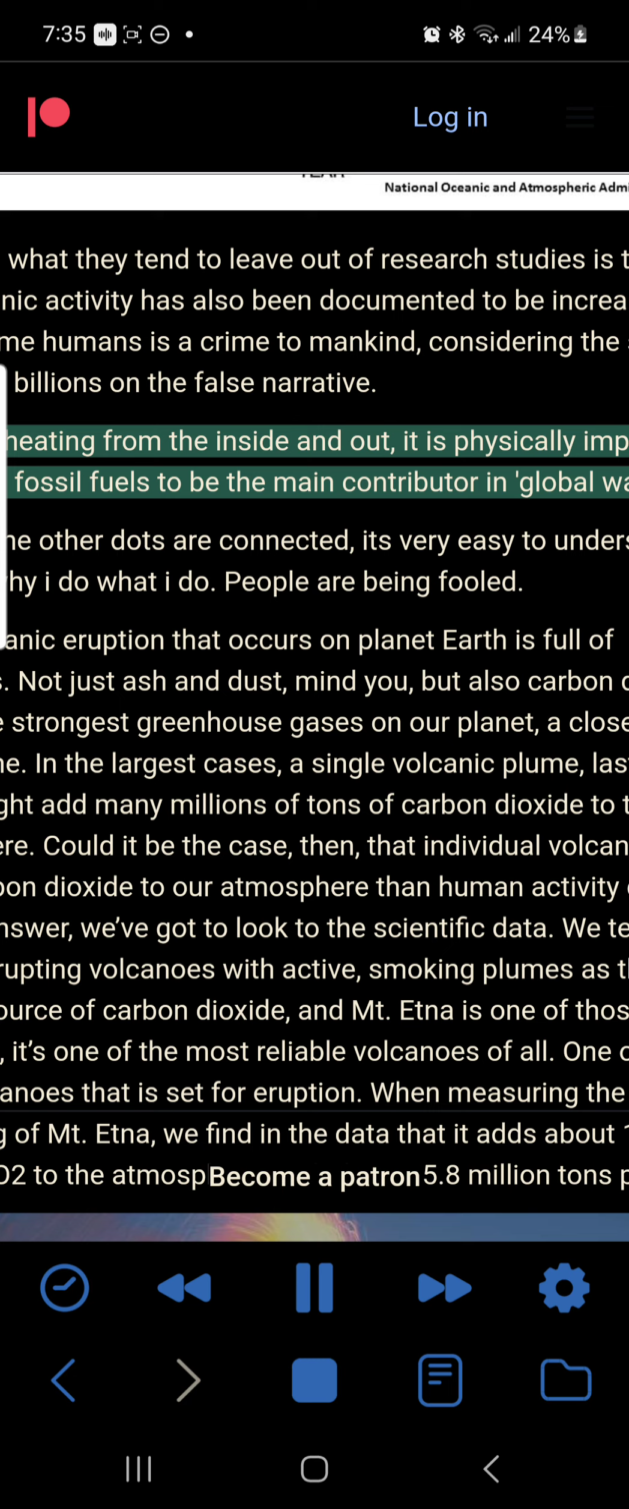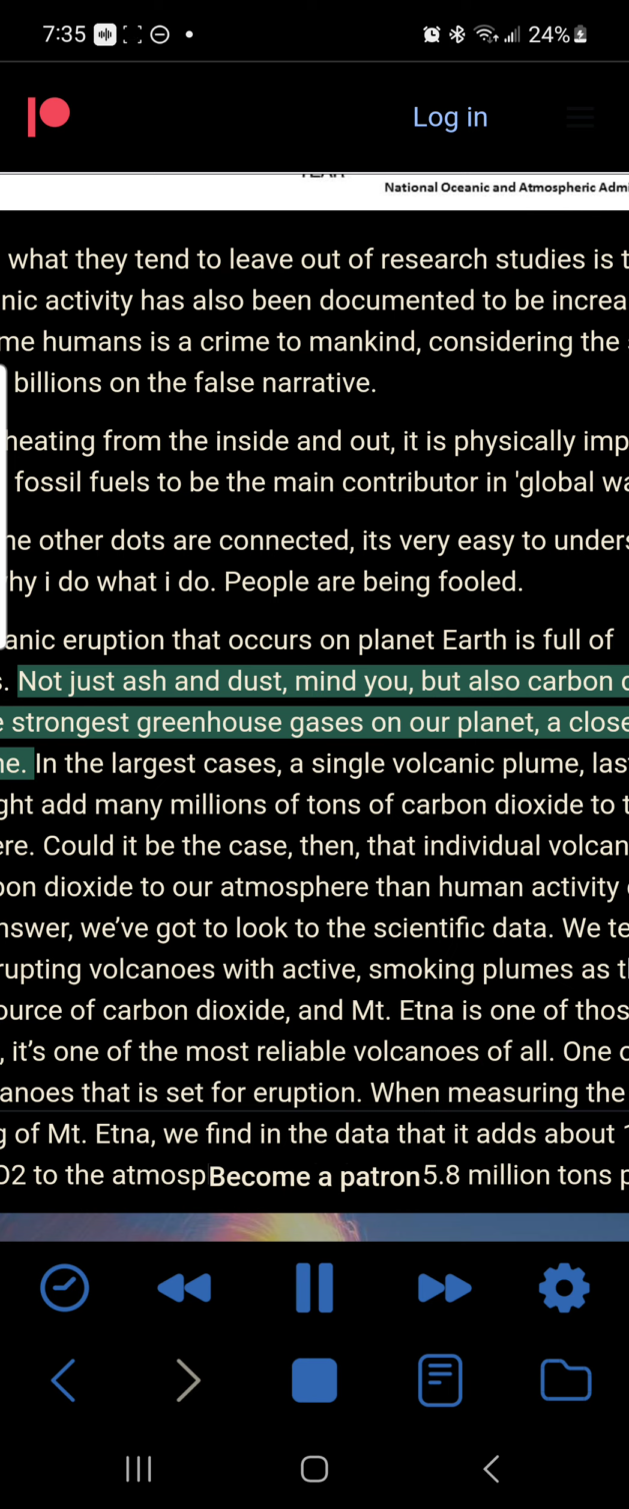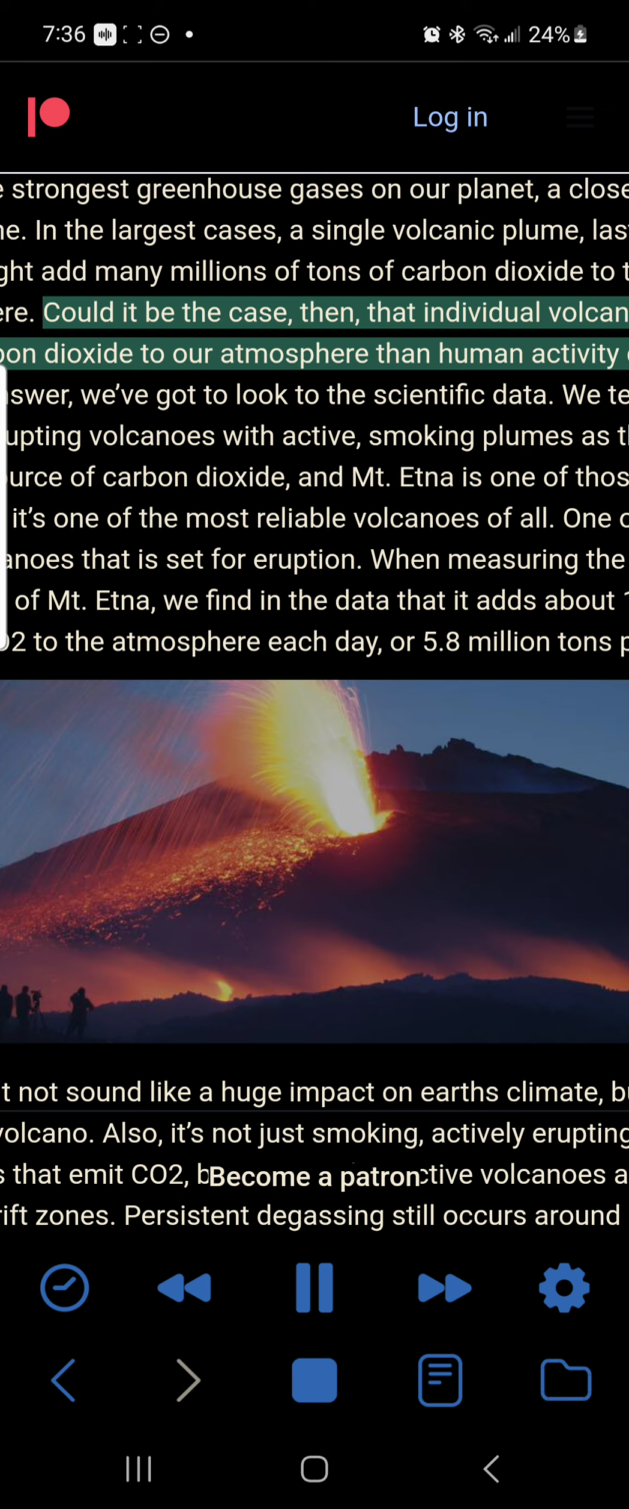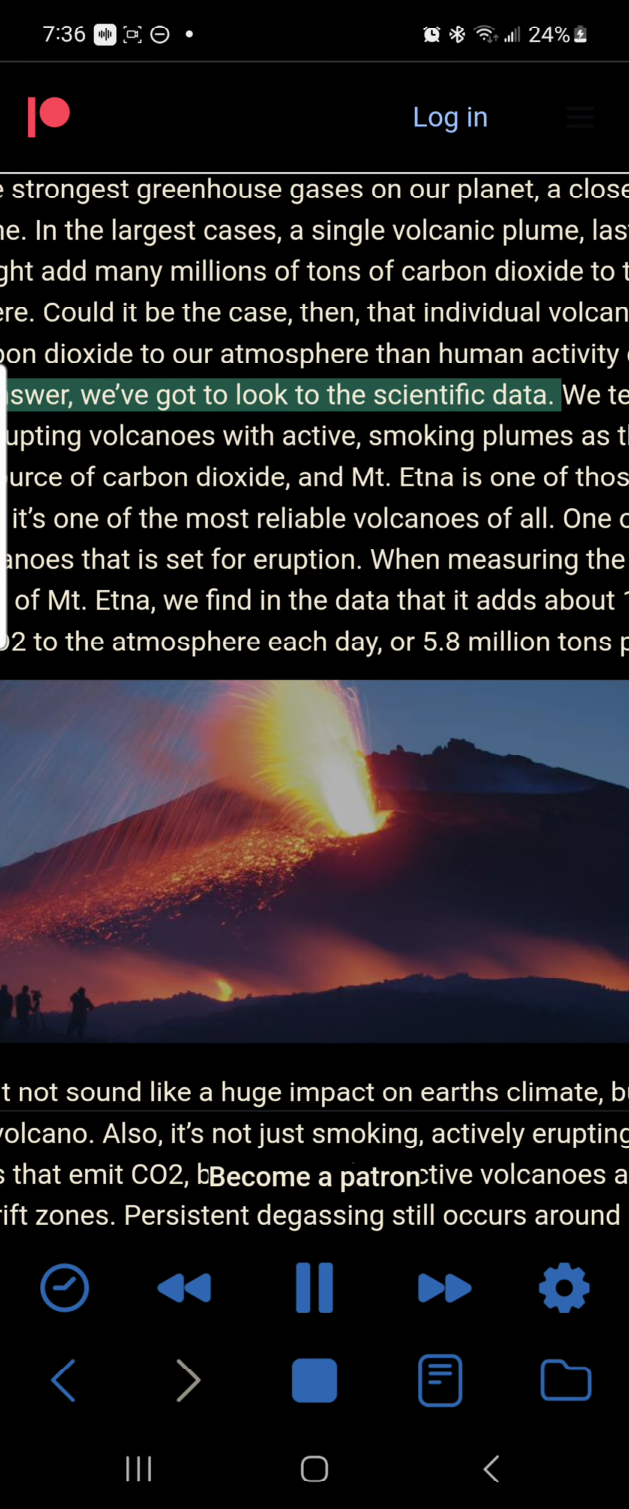People are being fooled. Every volcanic eruption that occurs on planet Earth is full of pollutants. Not just ash and dust, mind you, but also carbon dioxide, one of the strongest greenhouse gases on our planet, a close second to methane. In the largest cases, a single volcanic plume, lasting only hours, might add many millions of tons of carbon dioxide to the atmosphere. Could it be the case, then, that individual volcanoes add more carbon dioxide to our atmosphere than human activity does? To find the answer, we've got to look to the scientific data.